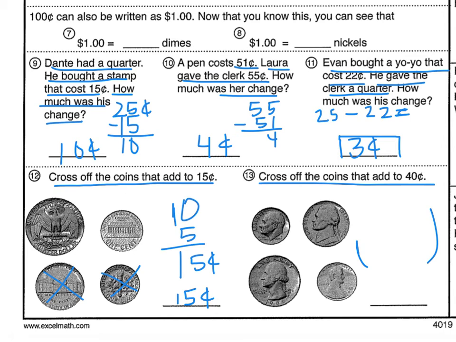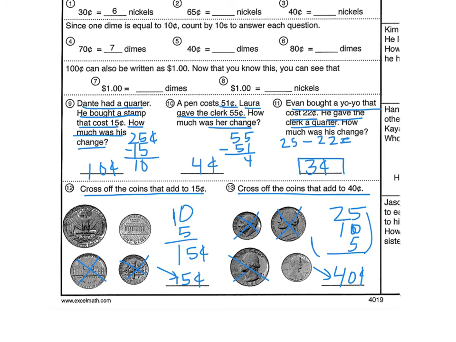All right, so to make 40 cents, we need a quarter, that's 25. We need a dime, that's 10. Notice how I'm crossing those off and writing down the values as I go. 25 and 10 makes 35. If I cross off the nickel now, that's 5 more cents. Add that up and get 40 cents. These two numbers here would go in your check answer if you had a check answer.